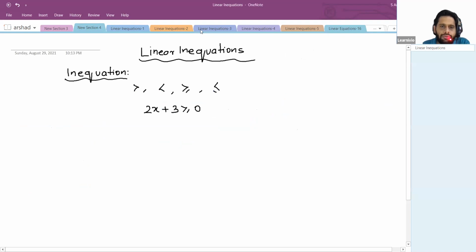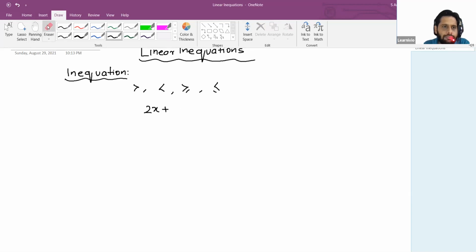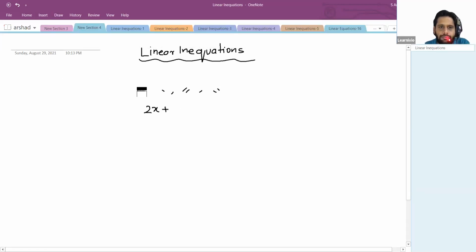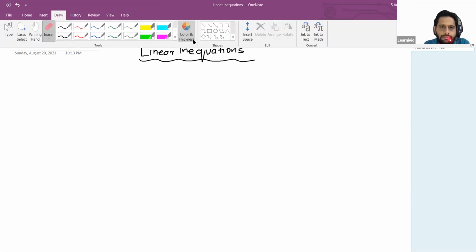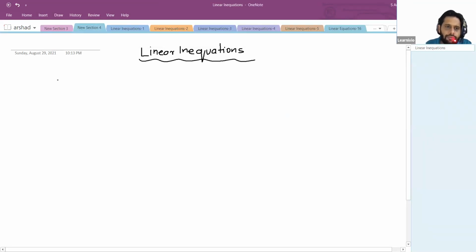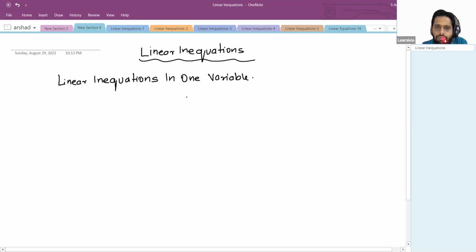Okay. So after this, next we have linear inequations in one variable. Okay. Linear inequations in one variable. For example, 2x plus 6 is greater than or equal to 0. So in this one, we have 3 points.